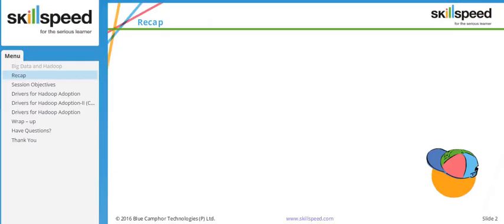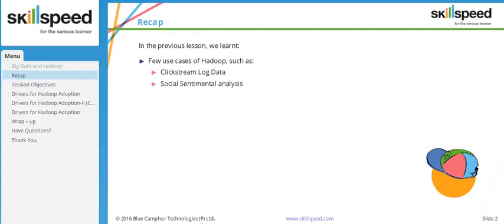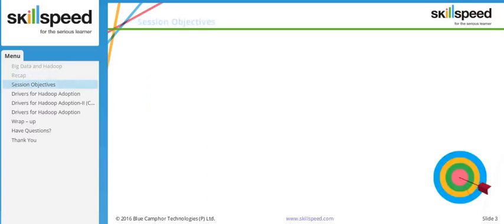In the previous session, we learned a few use cases of Hadoop, such as clickstream log data, social sentiment analysis, image classification, and fraud detection. In this particular lesson, we will be learning the drivers for Hadoop adoption. So why exactly are people adopting Hadoop, or why is it a very popular solution?